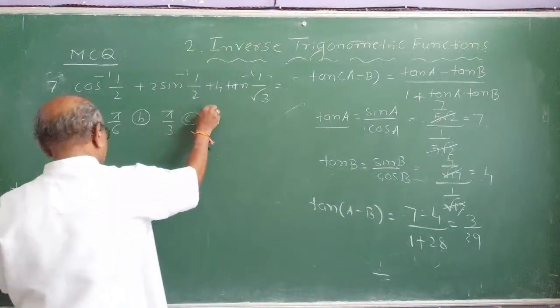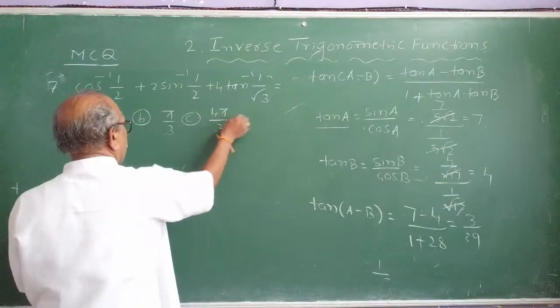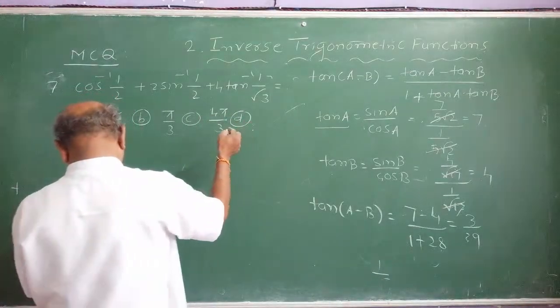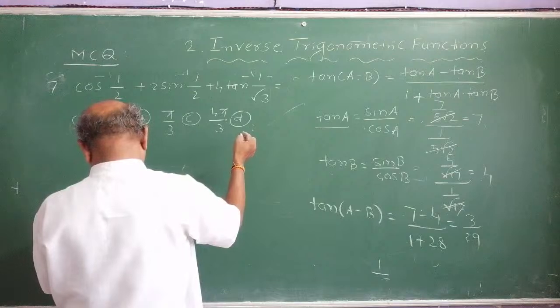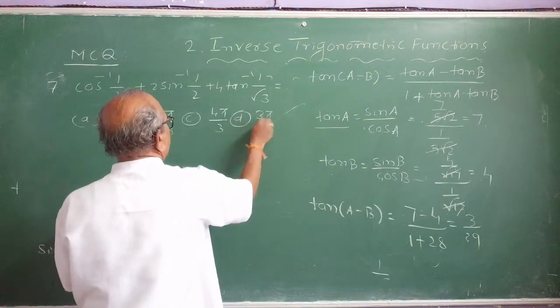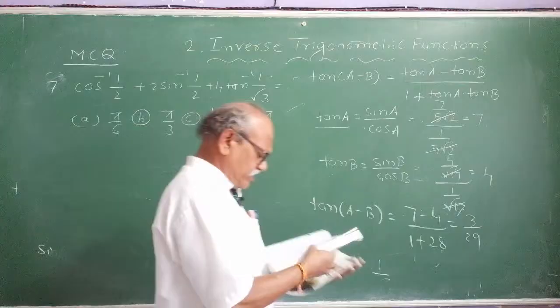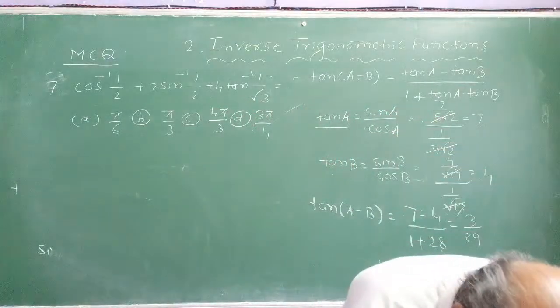C is 4 pi by 3 and D is 3 pi by 4. You can just put the value. Easy question, my dear students. You can solve it easily.